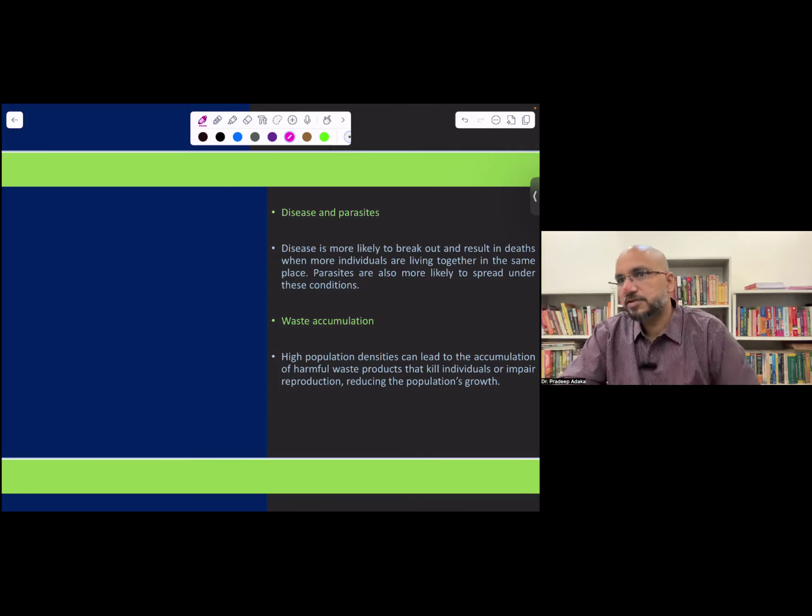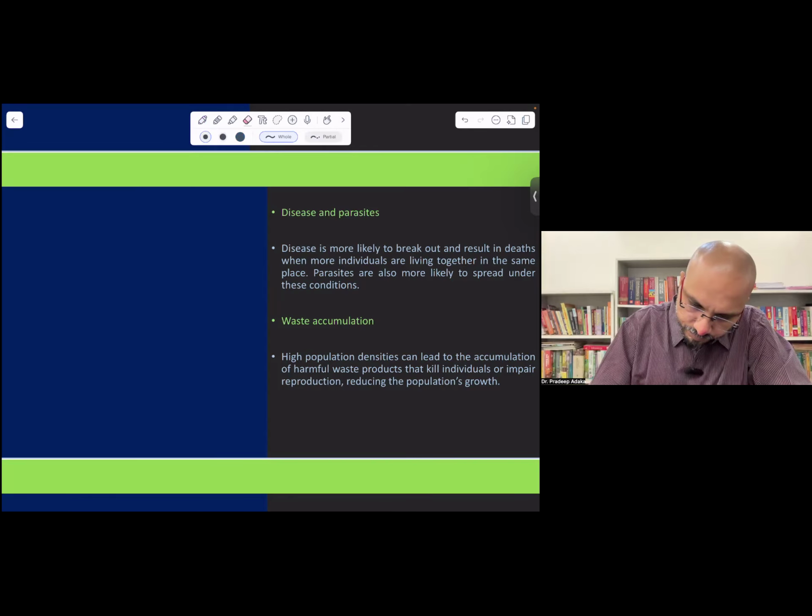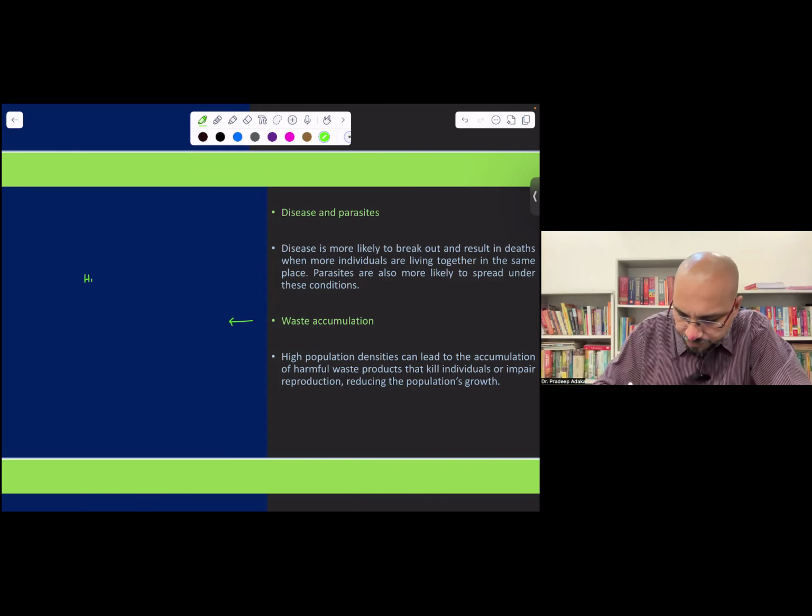Then waste accumulation, that is also a density dependent factor. If the density is high, the amount of waste which is produced is also very high. Now if you take the example, okay, just write the example, you can write it down. So in case of waste accumulation, you can write the example of high density of ungulates.